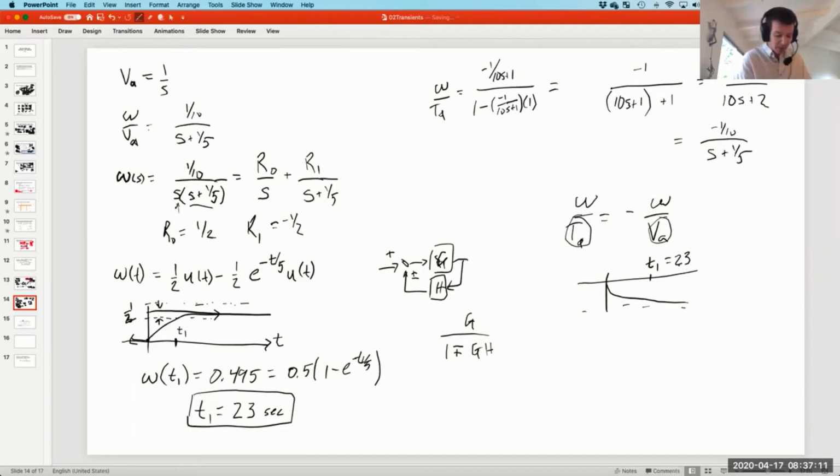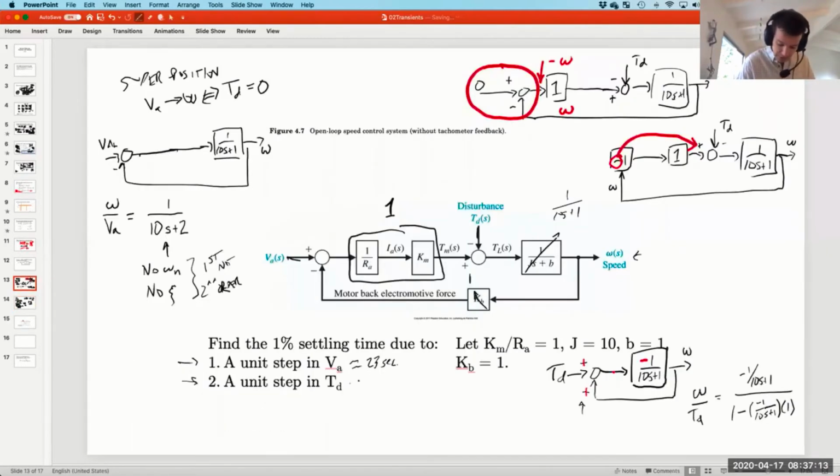So let's summarize and say that we did the hard work to do question 1, and then we used question 1 to answer question 2. I think that's the idea. Both of these signals, if they are steps, produce very long-lasting transient effects. That's the one-sentence summary of this slide. So, any questions?